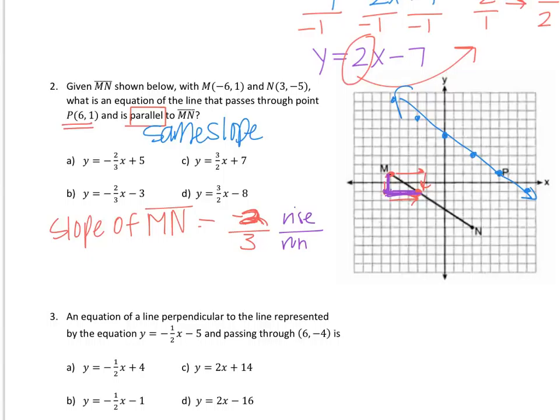So now the question is, what equation matches what we just drew? We know that our slope is negative 2/3, which means we can immediately get rid of C and D. Then we look at the y-intercepts and I see a positive 5 and I see a negative 3. If you look at the blue line that I have on my paper, my y-intercept is up at 1, 2, 3, 4, positive 5, which means that we should be choosing choice A.